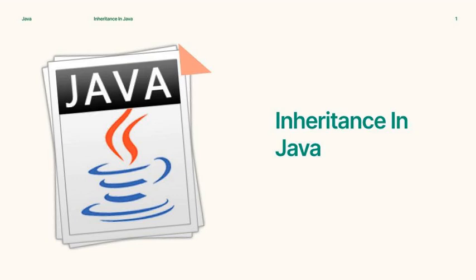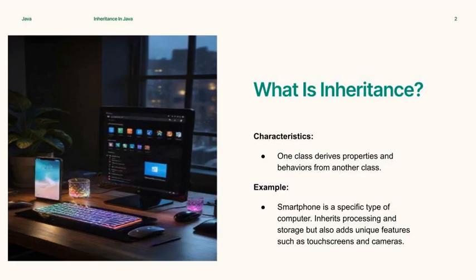Today, we're going to explore inheritance. Just as children inherit characteristics from their parents, in Java a subclass inherits attributes and methods from its superclass. Inheritance is a mechanism where one class derives properties and behaviors from another class.